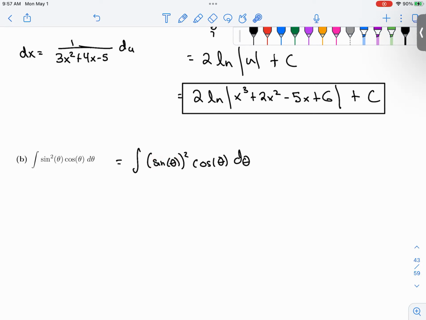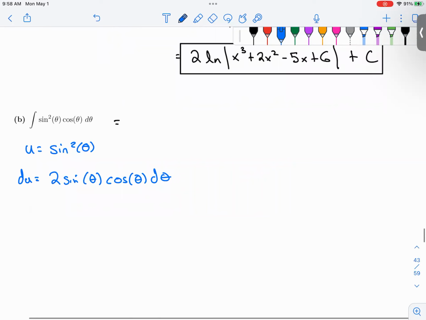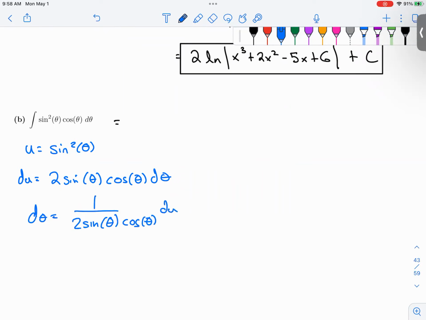So, going back to our typical choices of u, our first choice is something inside of a power. But let's go over it again, just real quick. Let's see what happens. u equals sine squared theta. Then du is 2 sine theta cosine theta d theta. Dividing both sides by 2 sine theta cosine theta, you get d theta is equal to 1 over 2 sine theta du. I don't think this is going to work out, but that's okay. Let's just see what happens.